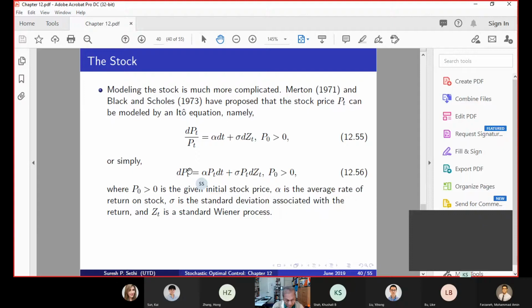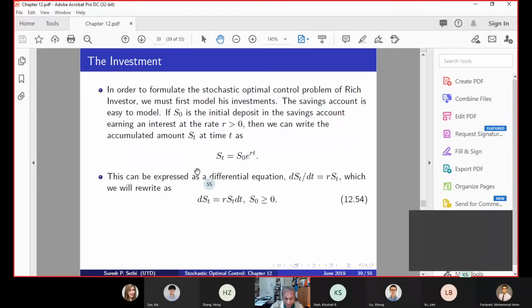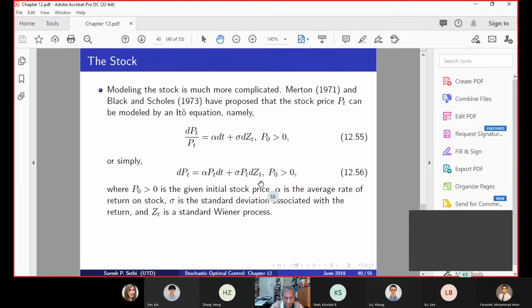Okay, so that's the two equations. Now we have two equations. One is RST, and one is PT. But it turns out that essentially it is just one equation. We will see what happens because the first equation can be solved. So we don't really need to use the two-dimensional setup for the stochastic control problem. The one-dimensional setup is enough, because we will see what we can do.